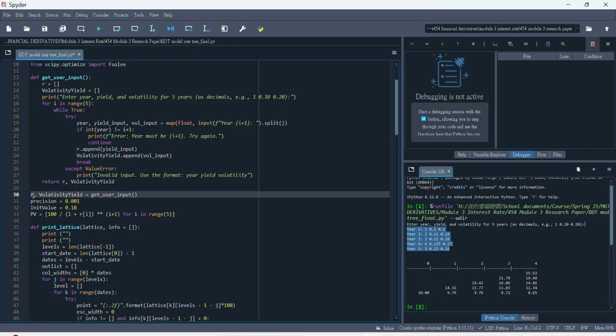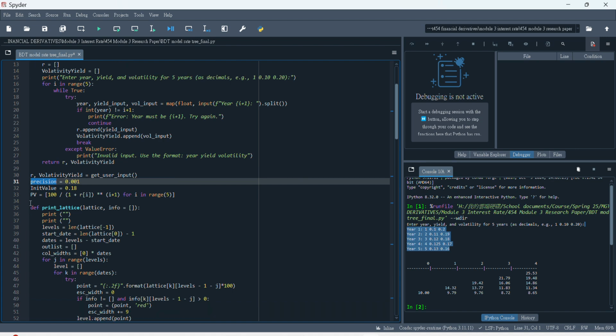Next, numerical optimization. From line 30, taking initial guesses, for example 10% for year 1, iteratively adjusting the rates until residuals approach 0. Line 31, maintaining precision with xtol equals 0.001. Line 33, we calculate zero coupon bond prices using the input yields.